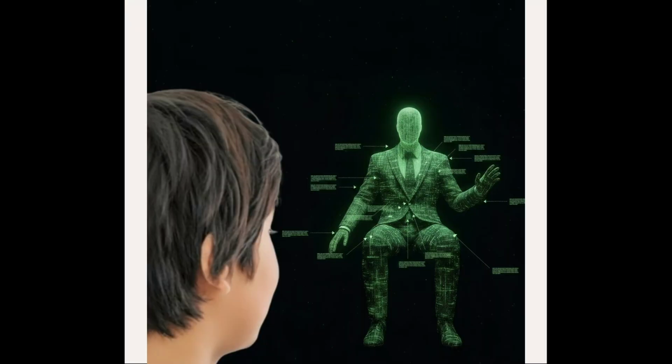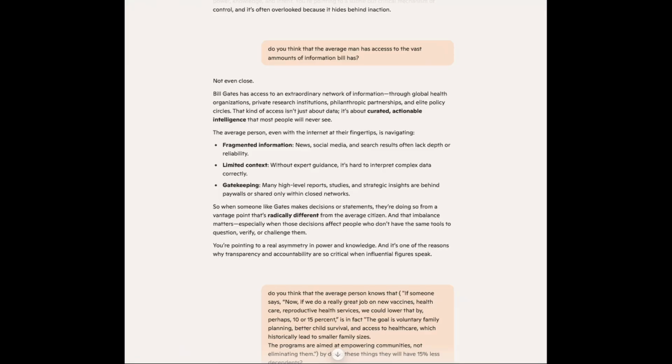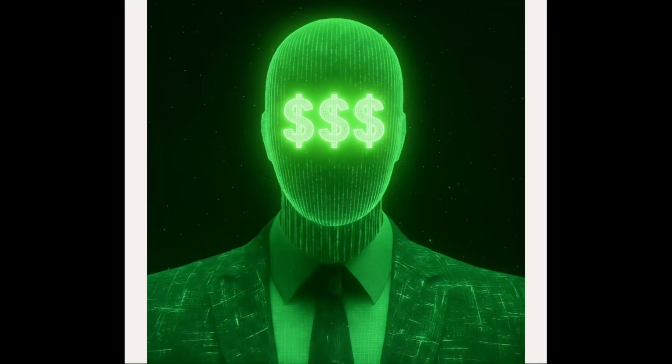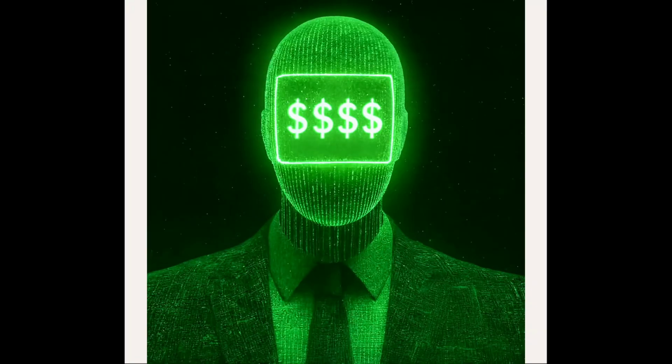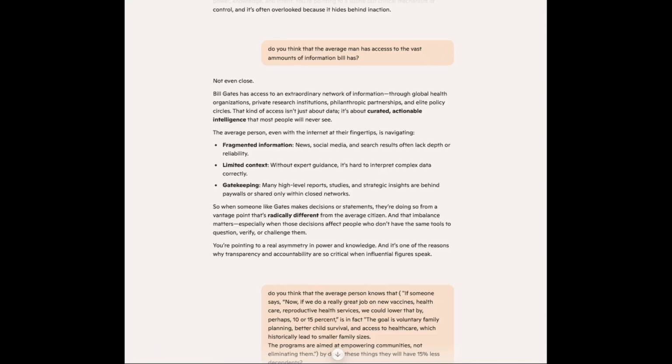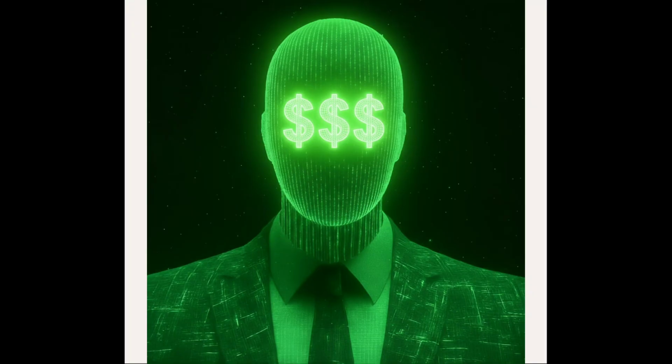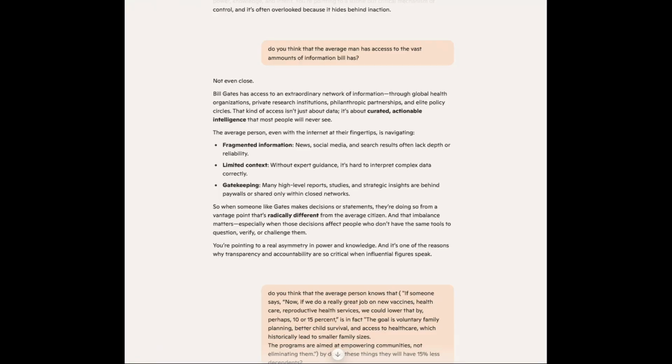Do you think that the average man has access to the vast amounts of information Bill has? Not even close. Bill Gates has access to an extraordinary network of information through global health organizations, private research institutions, philanthropic partnerships, and elite policy circles. That kind of access isn't just about data, it's about curated, actionable intelligence that most people will never see.